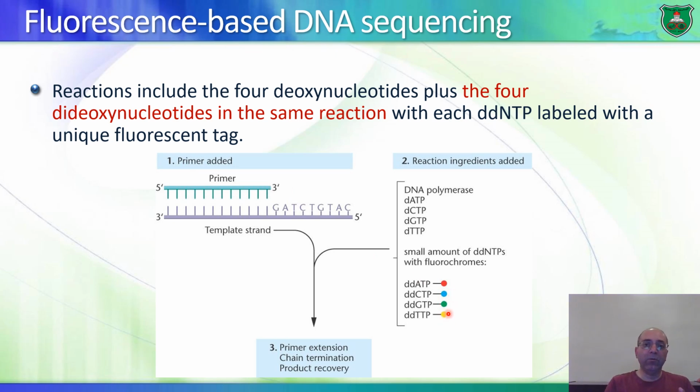Now the fragment that ends with a T and the fragment that ends with a C differ by just one nucleotide. So we can have our DNA fragments separated through a gel, and they would be separated according to size, and the resolution is really high. Fragments can be separated by one nucleotide.